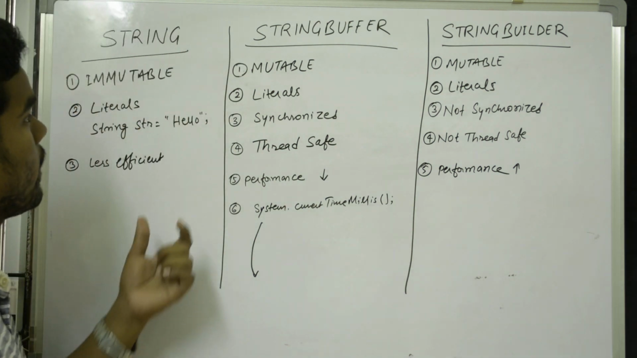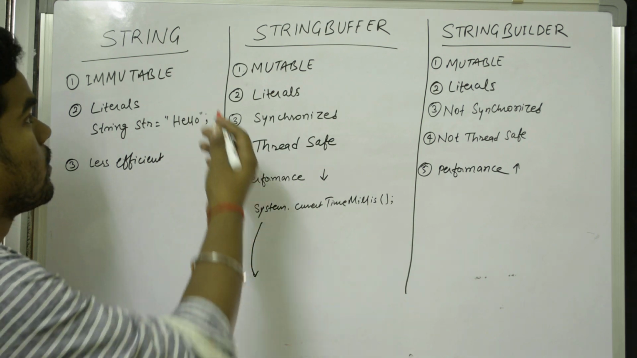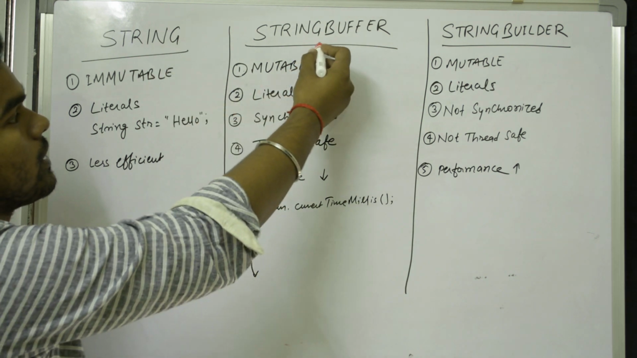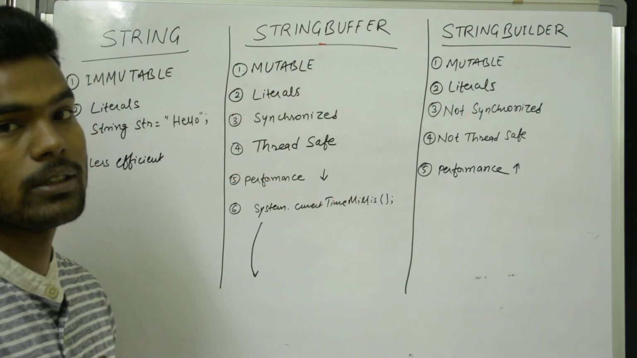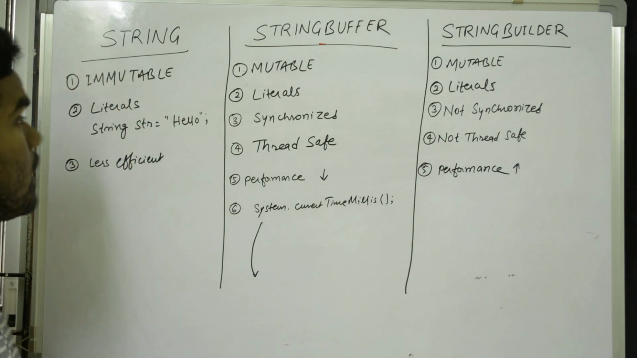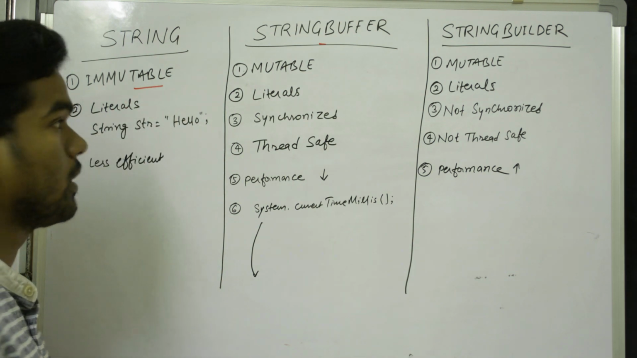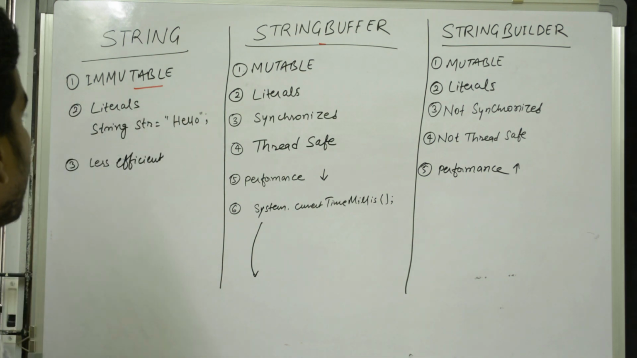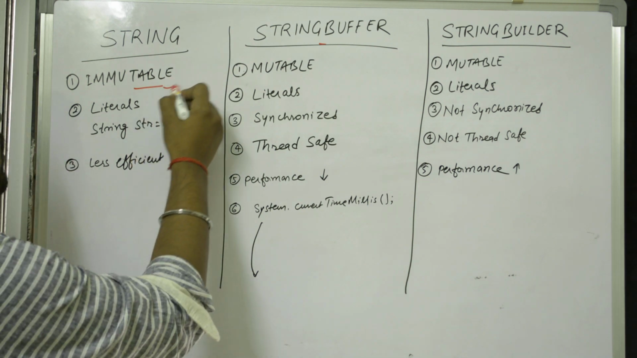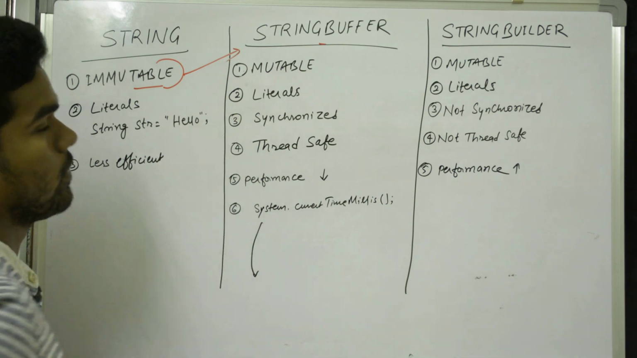So first of all, we see here that there are three string classes in Java. The first one is String, the second one is StringBuffer, and the third one is StringBuilder. We all are aware of the properties a String carries. That is, it is immutable, meaning once you create it, it is not changeable.